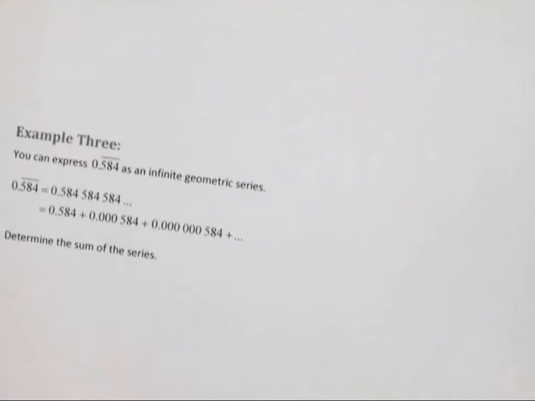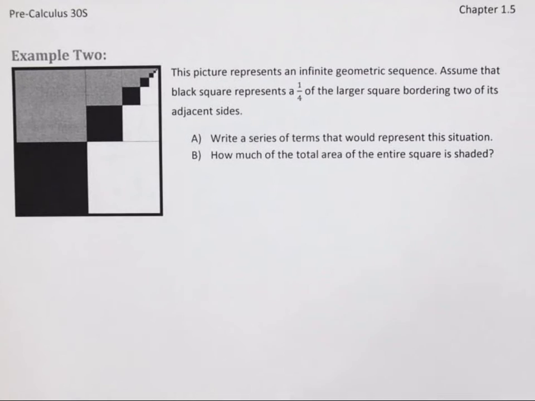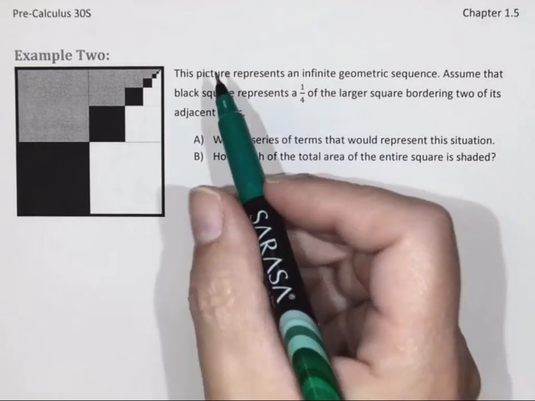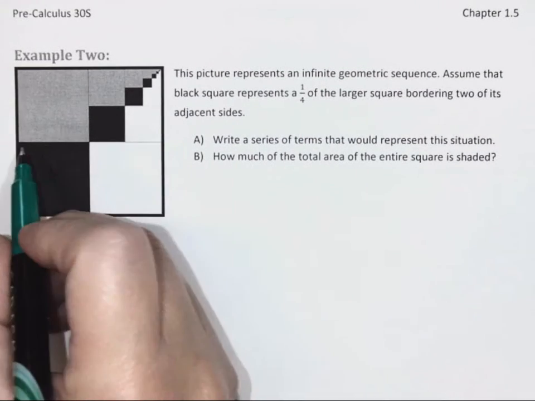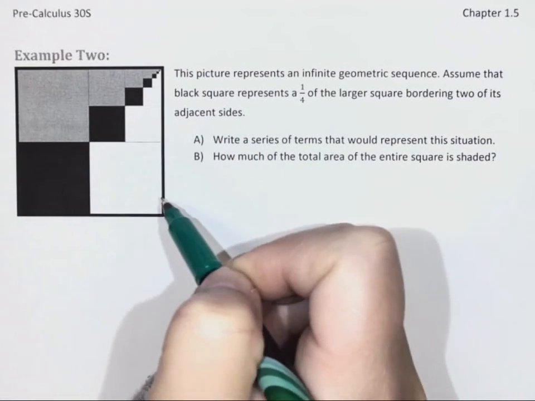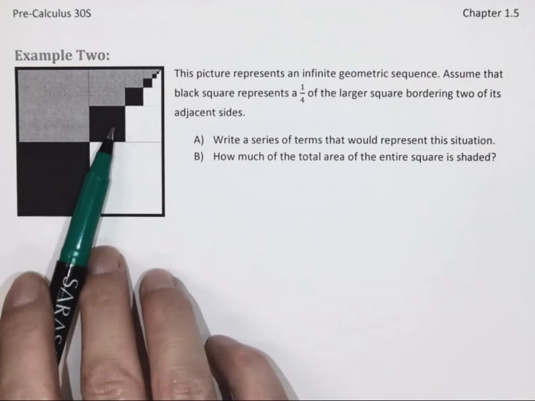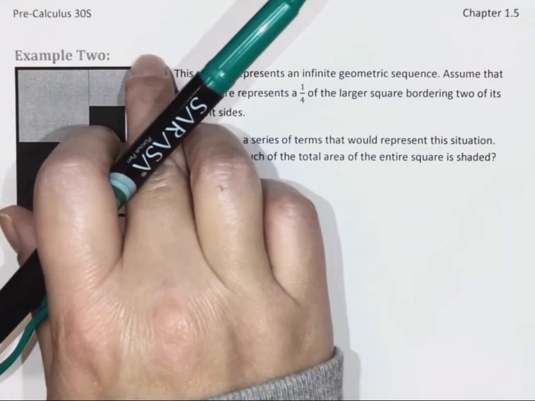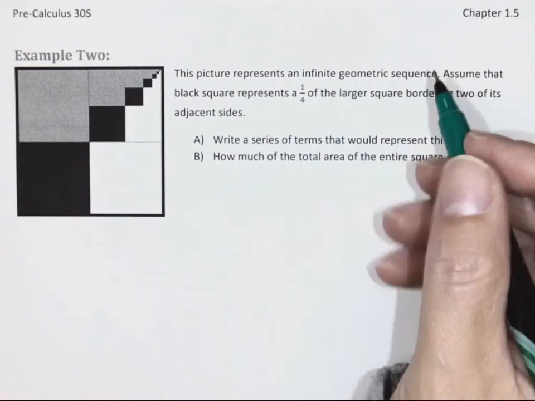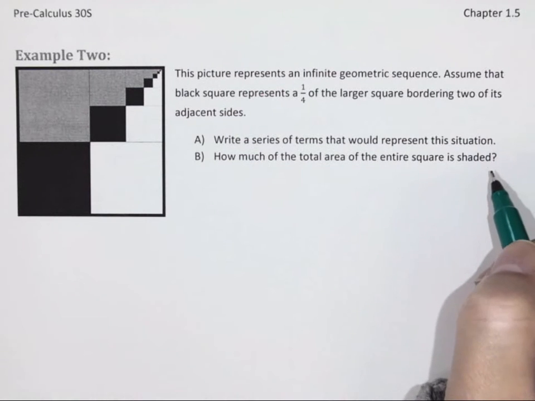Okay, so that's page uno. That's a pretty light blue, so I'm gonna flip to a different color. Let's go green this time. Okay, so this picture represents an infinite geometric sequence. Assume that the black square represents 1/4. So this black square here is a quarter of this bigger square. Makes sense. So 1, 2, 3, 4. The pattern you can see is just continuing on in this square here. Okay, so write a series of terms that would represent this situation.